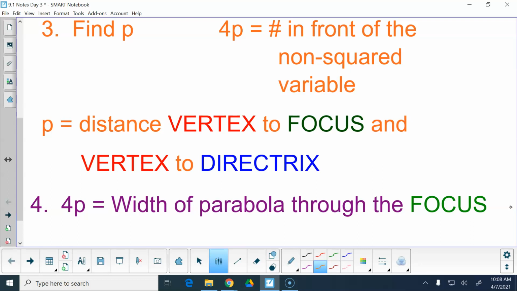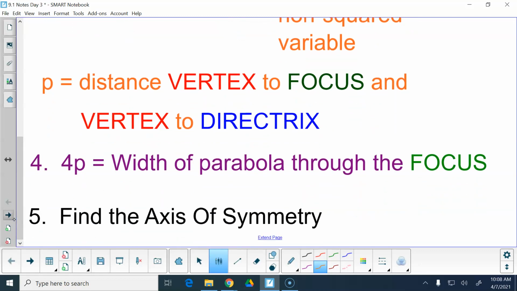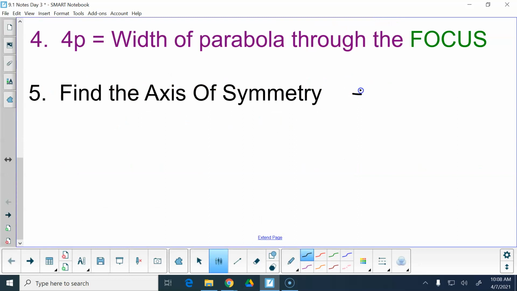And lastly, what's step number 5? Axis of symmetry. And what is the axis of symmetry? It's the middle line, right? It cuts the parabola in half, otherwise known as the line through the vertex and the focus.